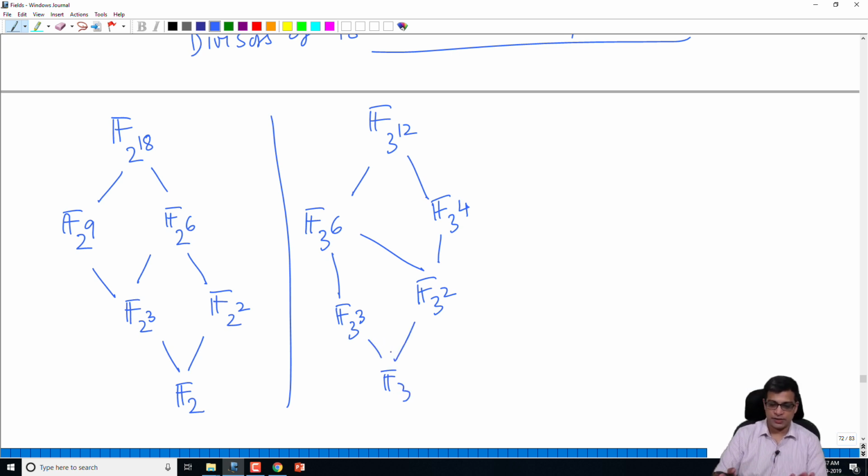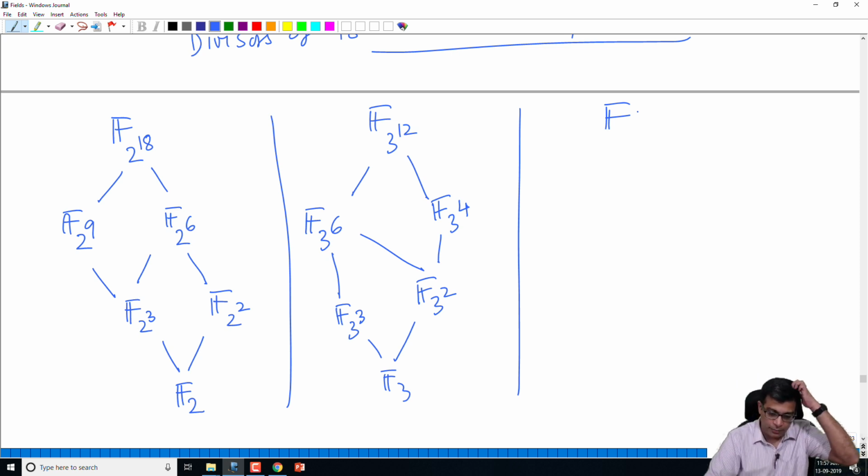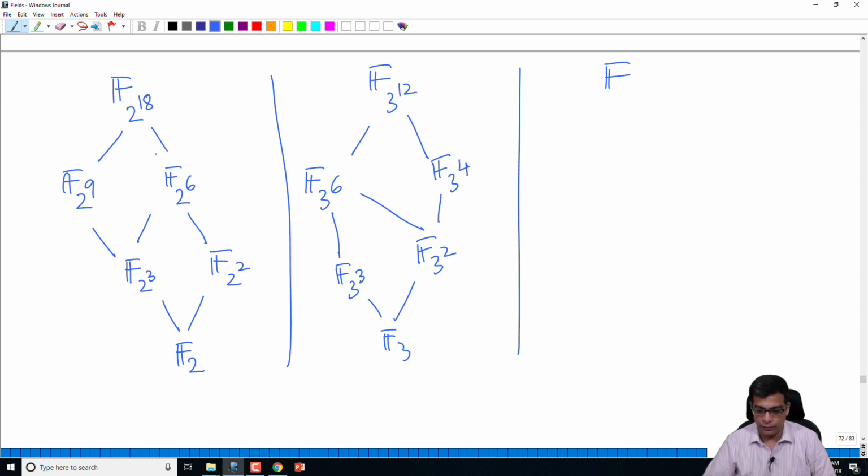Right? So I hope this makes sense to you. So 3 power 3 is contained in 3 power 6, but 3 power 3 is not contained in 3 power 4. 3 squared is contained in 3 power 6 as well as 3 power 4, but not in 3 power 3. And everything is above 12. And I'm just randomly choosing primes here. If 2 is replaced by any other prime, the lattice does not change, because only the exponents are relevant here. The prime itself is not relevant.